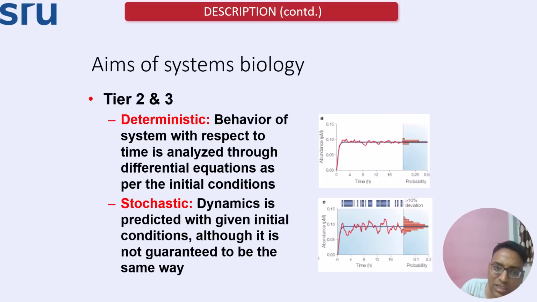But stochastic just means the dynamical aspect, that it may be changing like this. Dynamics is predicted with given initial conditions, although it's not guaranteed to be the same way. That is termed as stochastic. See, if I'm able to get something, it will be almost similar. But if there is complete dwindling nature, the undulations are too much.